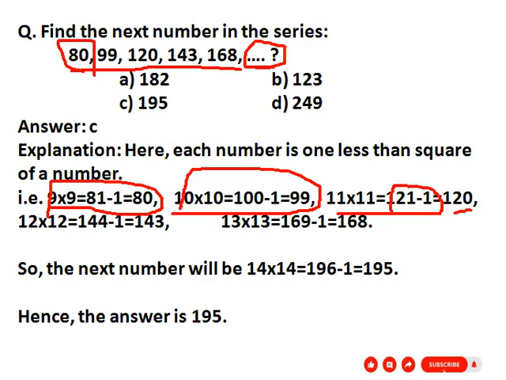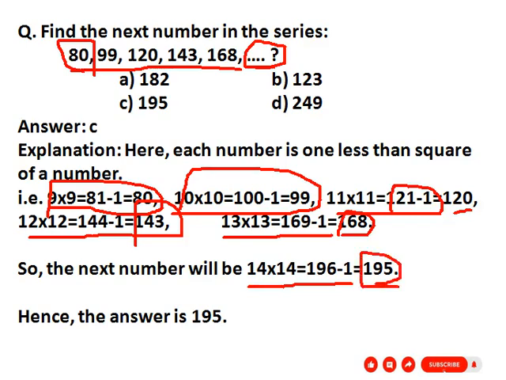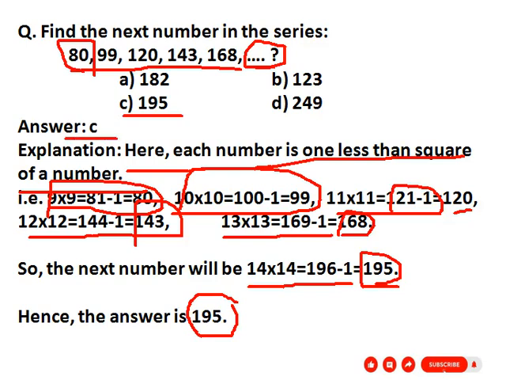Then 143: 12 into 12, 12 square, 144 minus 1, 143. Then 13 square, 13 into 13, 169 minus 1, 168. So what will be the next number? 14 square minus 1, that is 14 into 14, 196 minus 1, 195. This pattern is given here: each number is 1 less than the square of a number. So the correct answer is 195. Here given option C, 195.